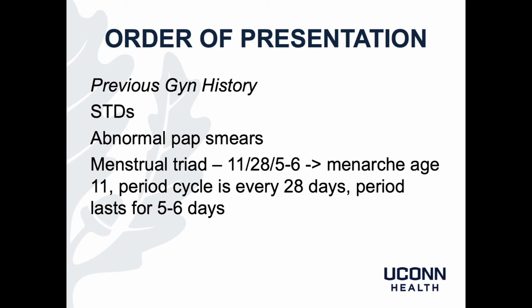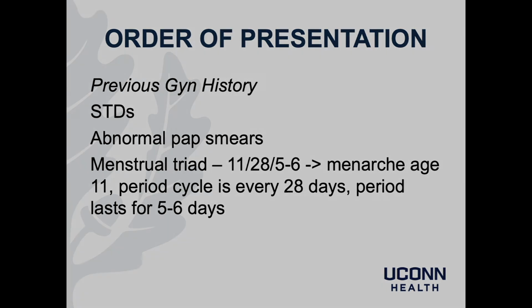If you want to be really fancy, you can throw in the menstrual triad. That will look something like this: 11, 28, 5 to 6. And what that translates to is that her menarche was at age 11, her period cycle is every 28 days, and her periods last for 5 to 6 days. All right, so you'll see that menstrual triad in our notes sometimes. That will wow people. So there you go, a little bit of boost.